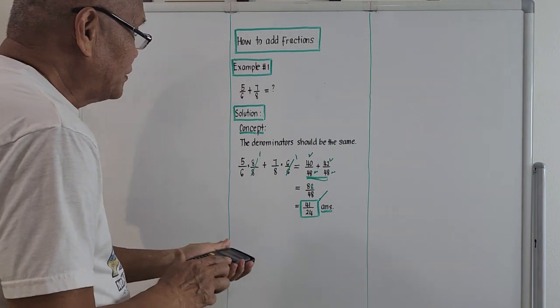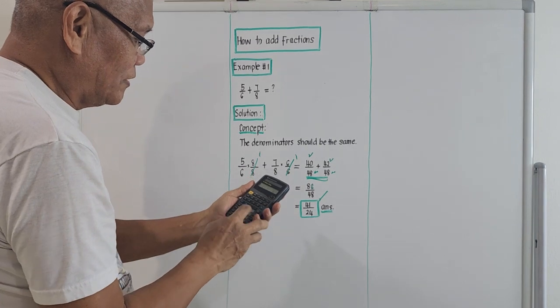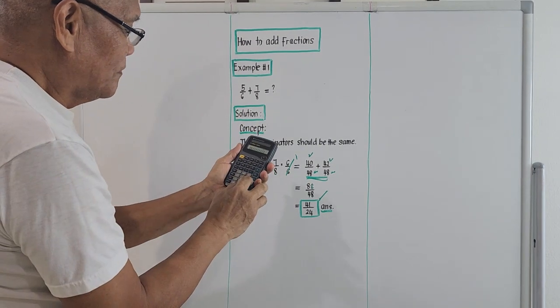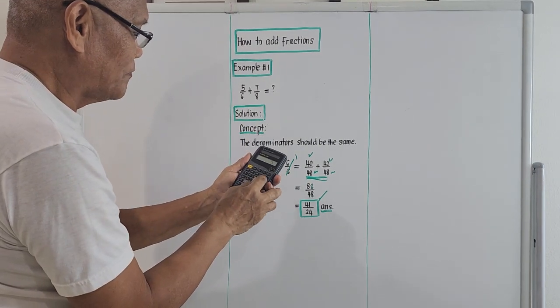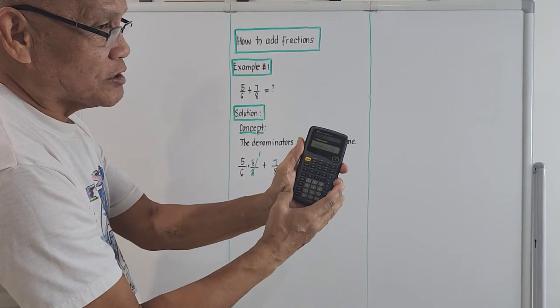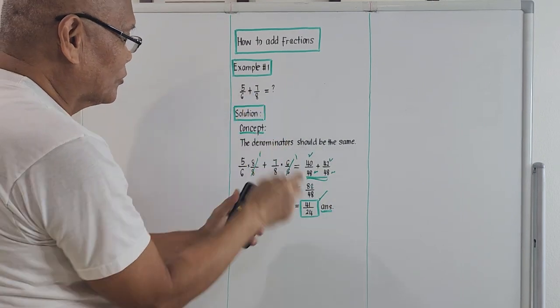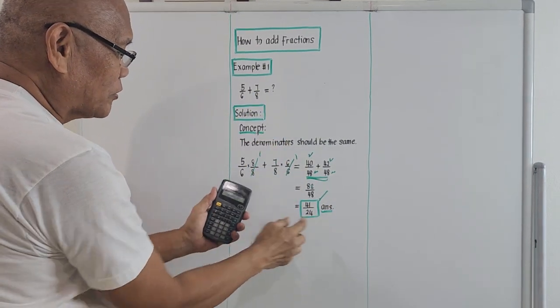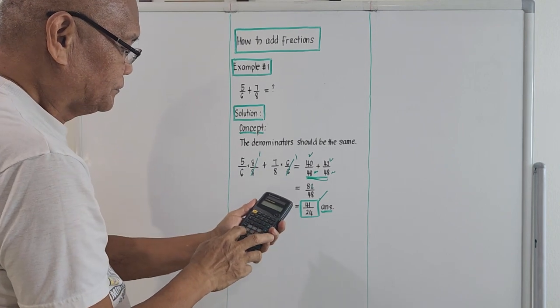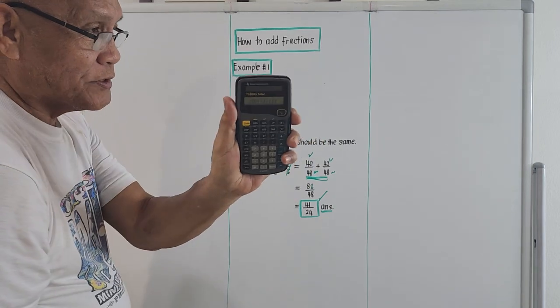Let's try to check the validity of the answer. We use the calculator: 5 divided by 6 equals, plus open parenthesis, 7 divided by 8 equals, close parenthesis. The answer is 1.708. If you use the calculator to divide 41 over 24, it's the same, 1.708.